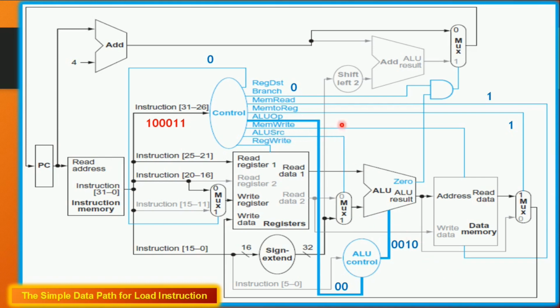And I am not going to write any data to the data memory. So the MemWrite signal will be deasserted. ALUSrc, I have to choose the immediate value. So I have to assert the ALUSrc value.